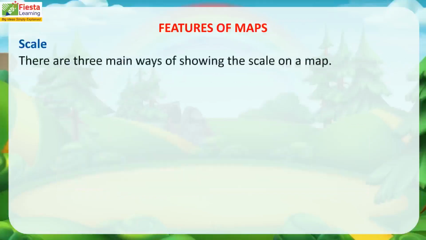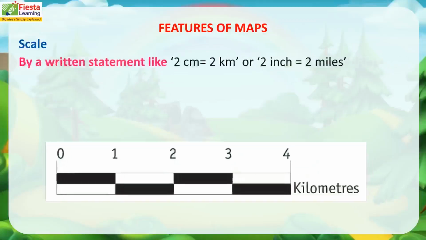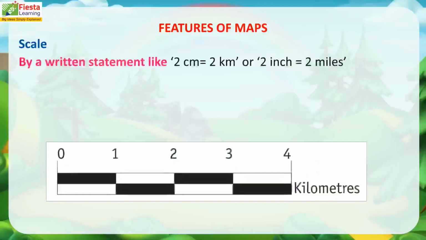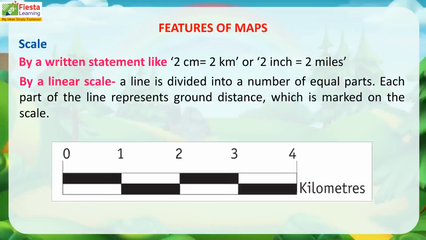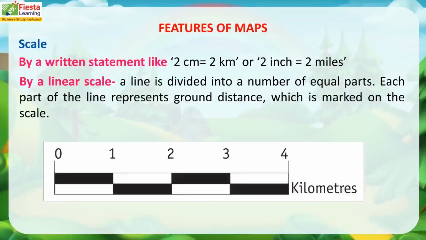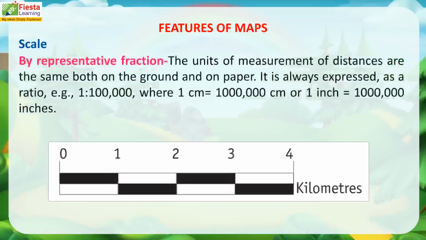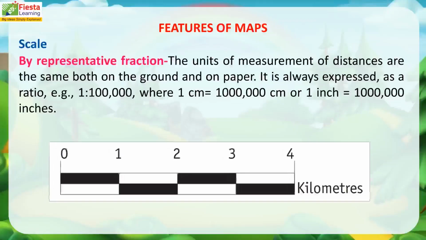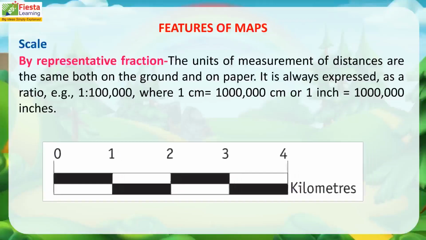There are three main ways of showing the scale on a map. By a written statement like 2 centimeters is equal to 2 kilometers or 2 inches is equal to 2 miles. By a linear scale, a line is divided into a number of equal parts. Each part of the line represents ground distance, which is marked on the scale. By representative fraction, the units of measurement of distances are the same, both on the ground and on paper. It is always expressed as a ratio.